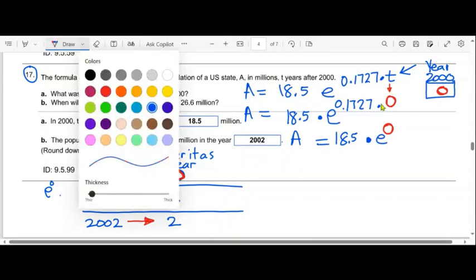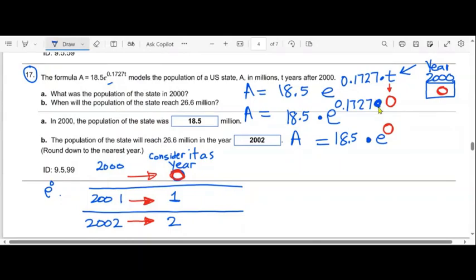And then you multiply. So please use the calculator and multiply now and tell me how much is e to the power of, because 0 times 0.1727 is going to give you 0. So how much is e to the power of 0?